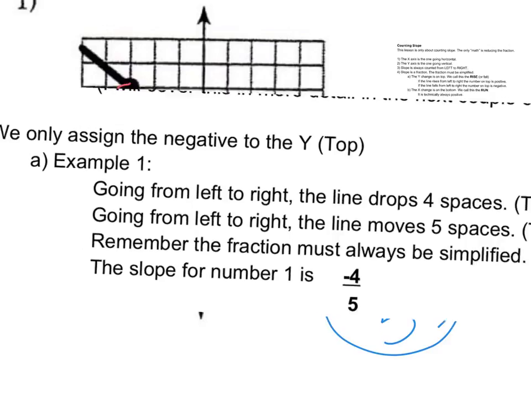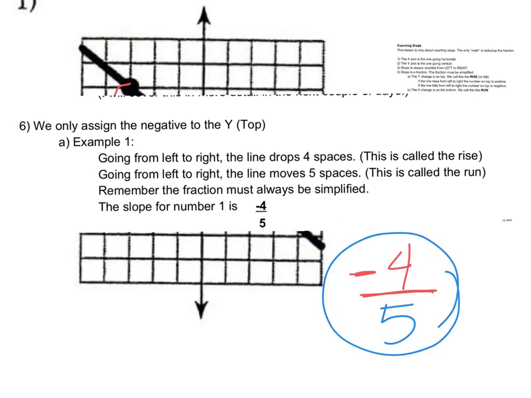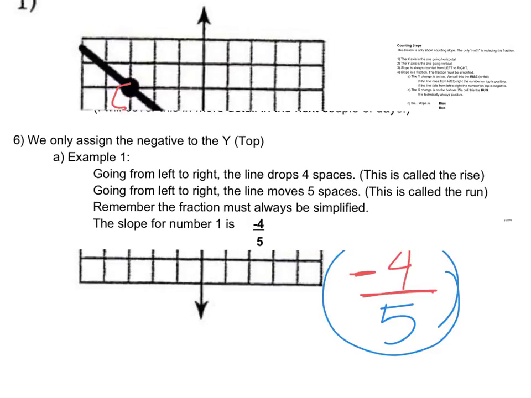You can see that on the sheet I gave you. Number 6 there says example 1. Going from left to right, the line drops 4 spaces. Going from left to right, the line moves 5 spaces to the right. So again, it's a fraction, and negative 4/5 is the answer. I've included 3 of them on there for you to review tonight as well.